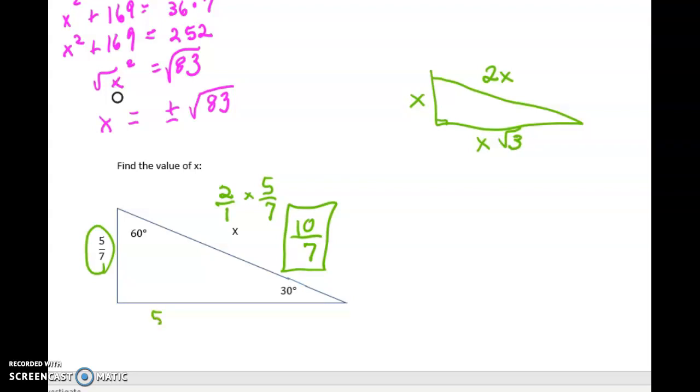So we have 5/7 times the square root of 3, technically over 1. We multiply straight across the top, so we get 5 square root of 3. We multiply straight across the bottom and get 7.